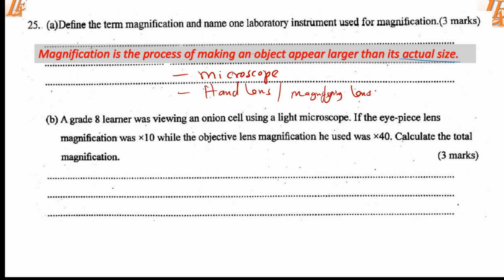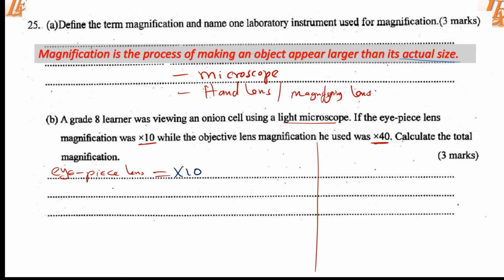Then question B: a grade 8 learner was viewing an onion cell using a light microscope. If the eyepiece lens magnification was times 10, while the objective lens was times 40, calculate the total magnification. So in this case, what we are required to do first is to list down what we have. The first thing that we have is the eyepiece lens magnification, which is times 10.